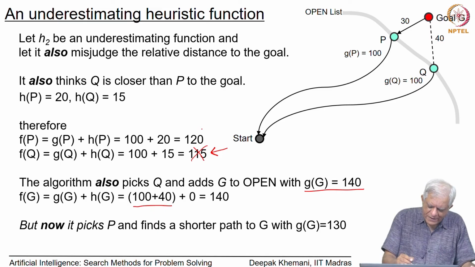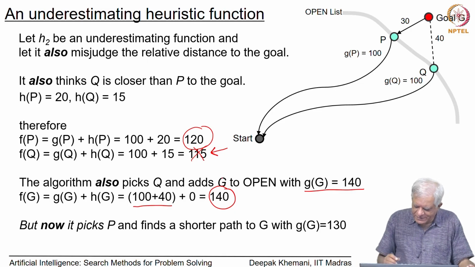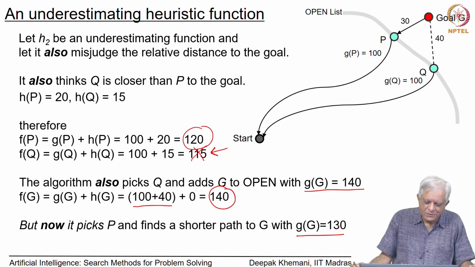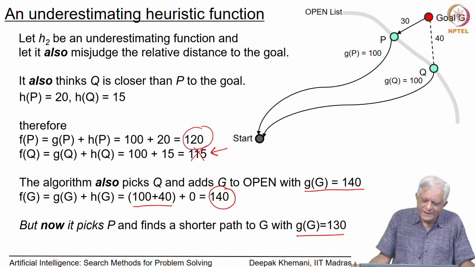Therefore, it puts this node onto open. And now, you can see that between the two options that it has, whether to pick p or whether to pick q, it will pick p, because f of p is less than f of g, and now it will find this shorter path to the goal node g, just like Dijkstra's algorithm would have updated the g value of g to 130. This also does the same, and it terminates now with a path which is the optimal path. So, what this small thought experiment has given us is the insight that it pays to underestimate the distance to the goal.